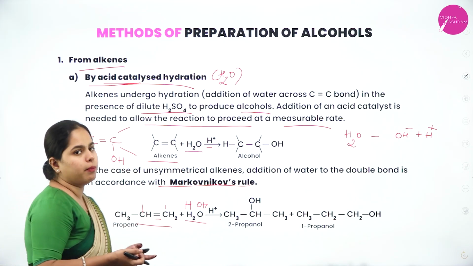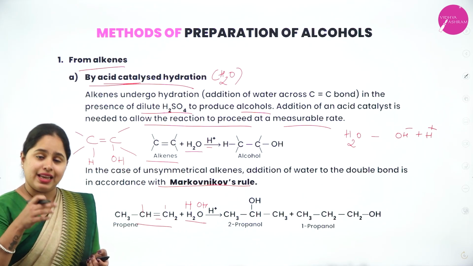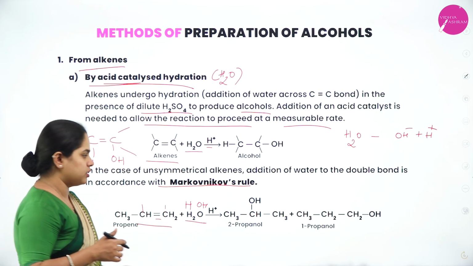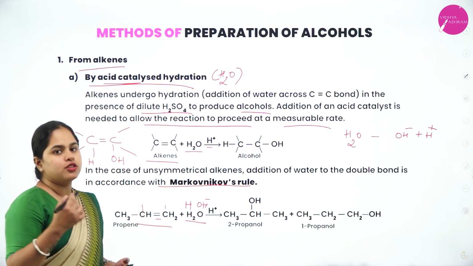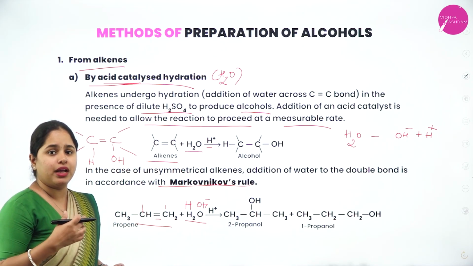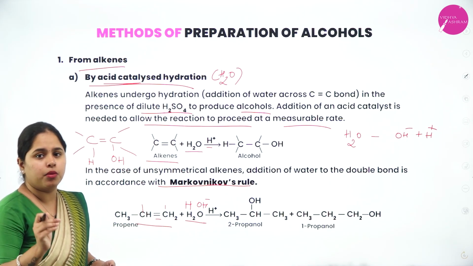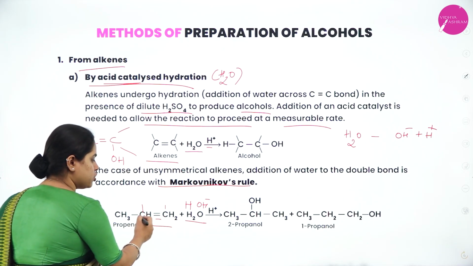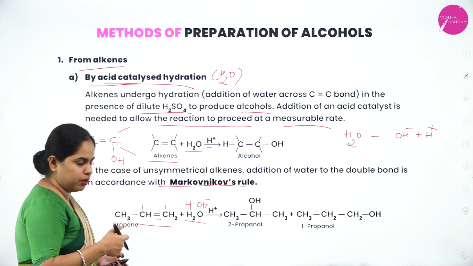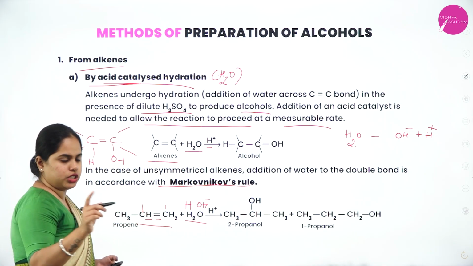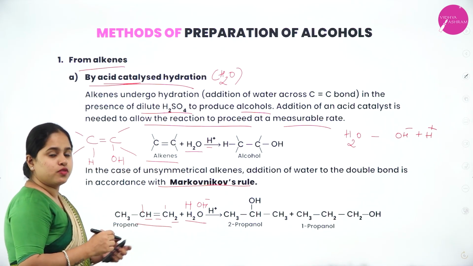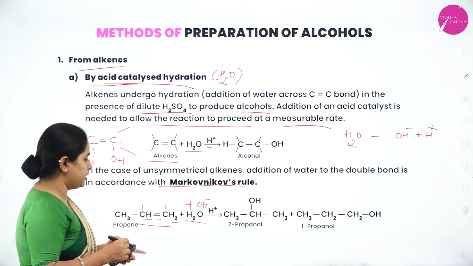So that is based on Markovnikov rule. As I said, the negative part, which is OH minus, will be attached to the carbon atom having lesser number of hydrogen atoms. So consider these 2 carbon atoms which are taking part in the double bond. This one is having only 1 hydrogen atom, this one is having 2 hydrogen atoms. So which carbon atom is having lesser number of hydrogen atoms?